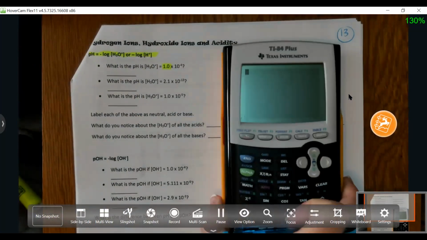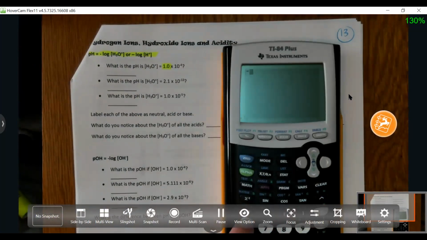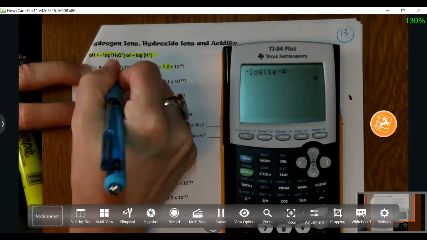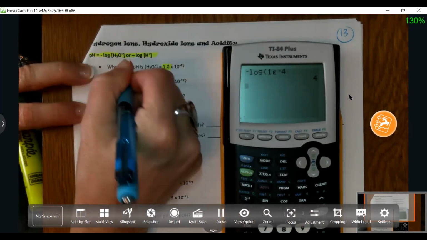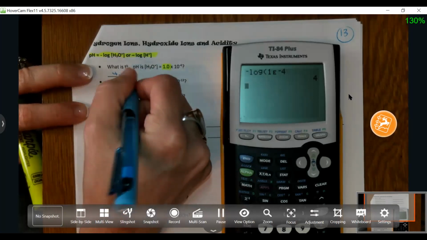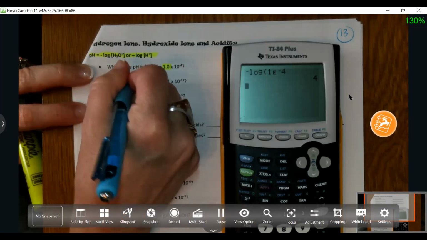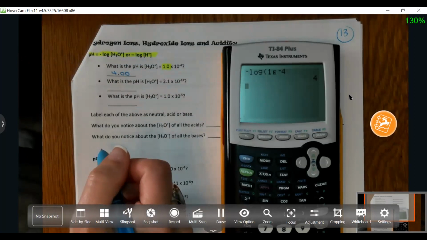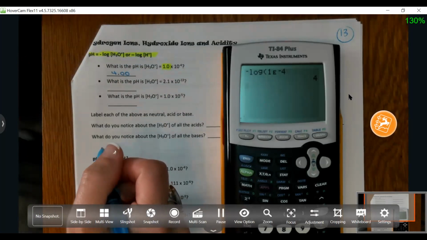So I'm going to go ahead and put negative log, here's the log next to the 7, of my concentration. So 1 second E negative 4. And that's going to give my answer. Now, because I have 2 sig figs in 1.0, I want 2 sig figs for my answer. And so my answer would have to be 4.00.